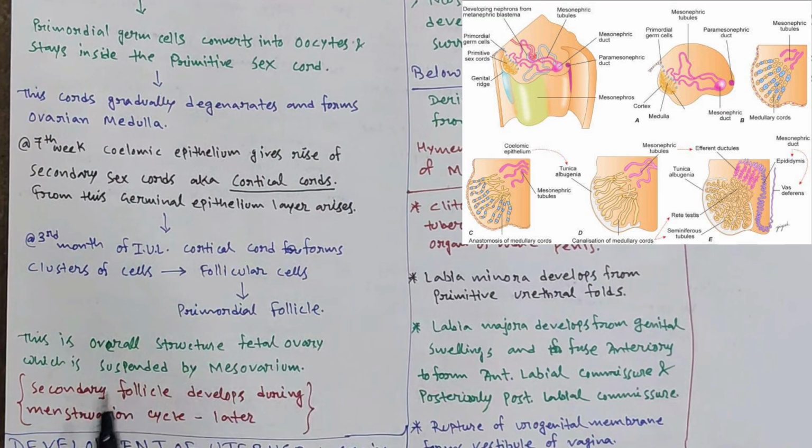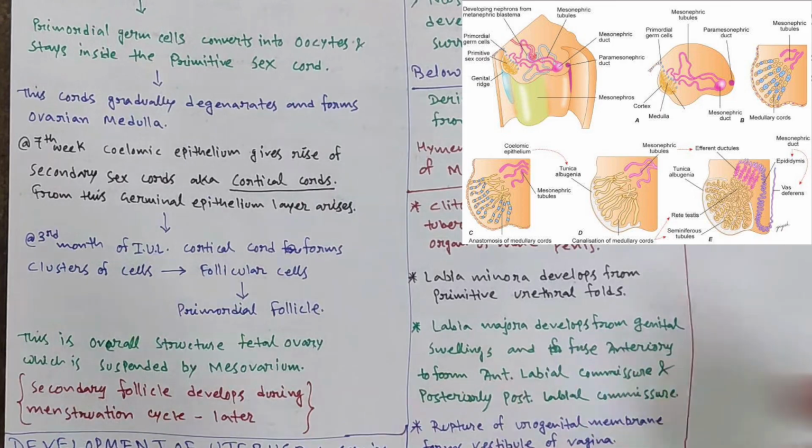Now, an extra knowledge point for you: the secondary follicle develops during the menstruation cycle or period. See, what is the menstruation cycle? We'll talk about it in the physiology chapter, not now. So, the primordial follicle and its function, the secondary follicle and its function, everything we'll talk about later, not now.